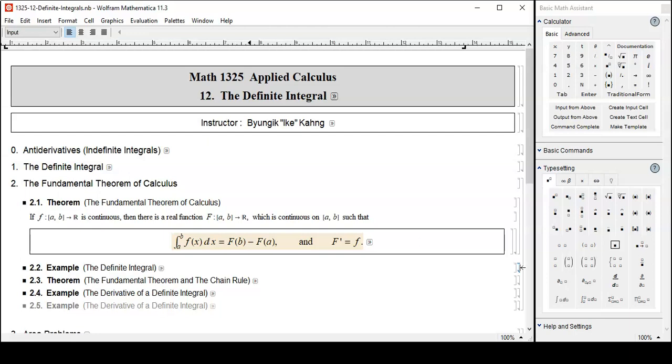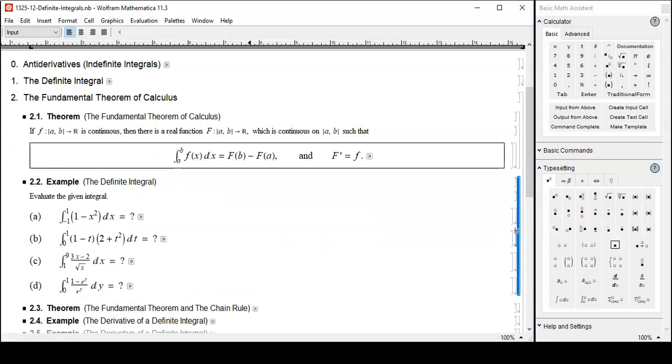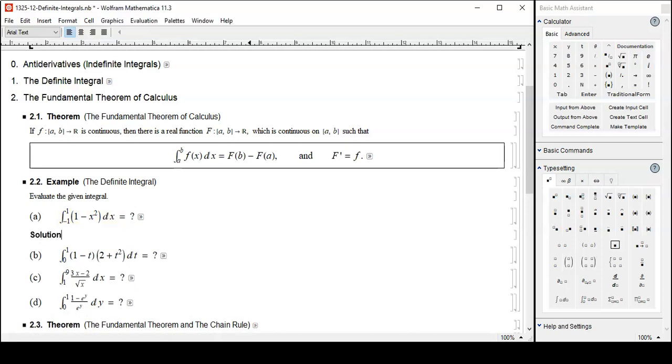Want to see an example? Well, let's begin with this example. By the way, this is a very, very famous example. It goes way, way back.